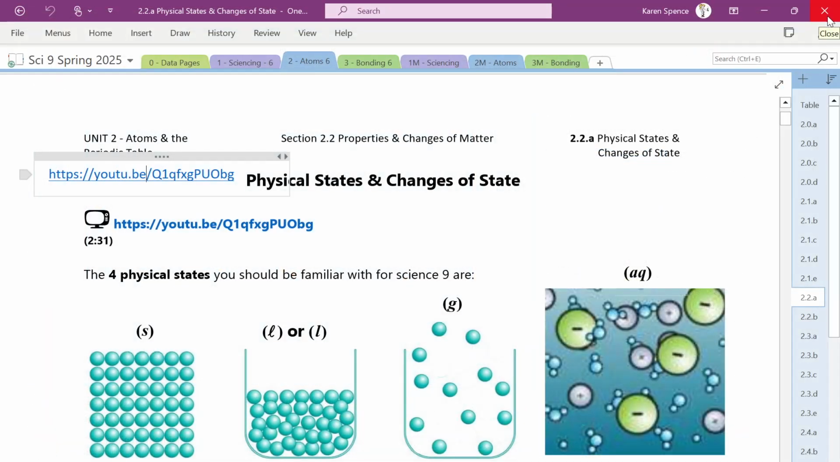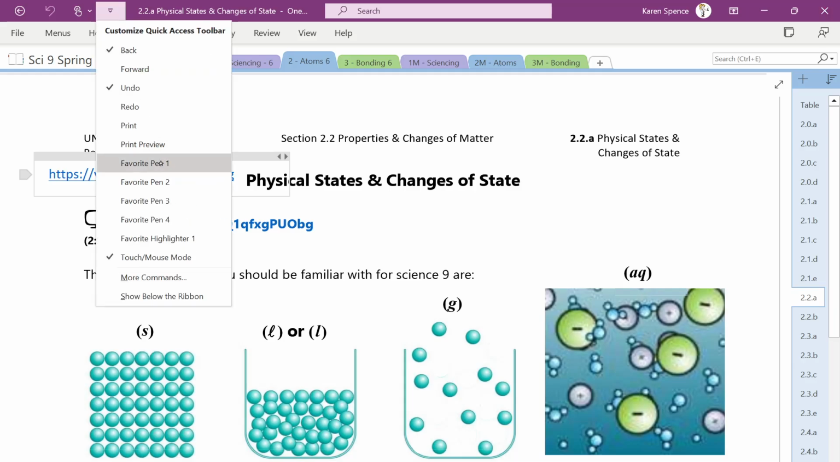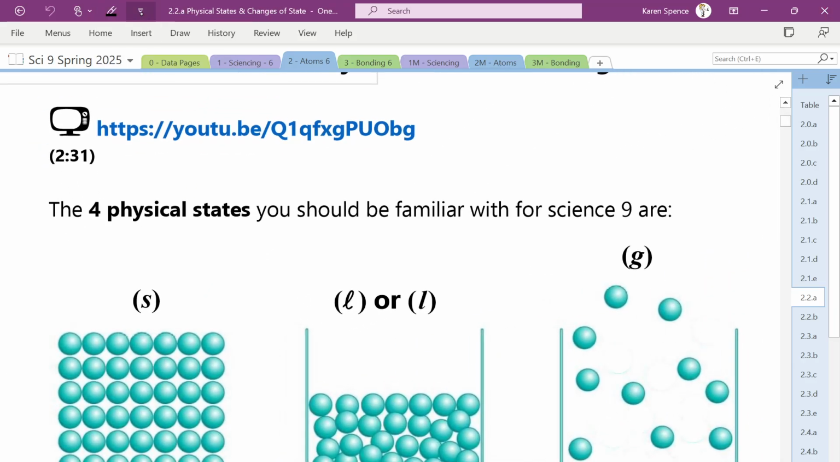So we have dealt with now 3 of the 4 states that you should know about in grade 9. You should know solid, and the symbol for solid in science is, we put it in brackets, and we write the letter S. Okay? I meant to put that in red, but that's okay. Solid. Liquid, put it in brackets.